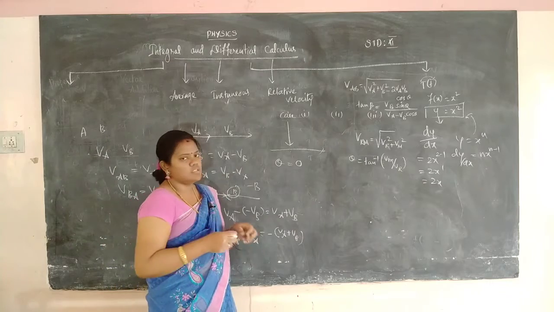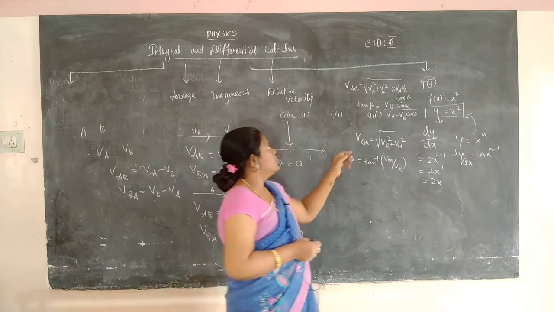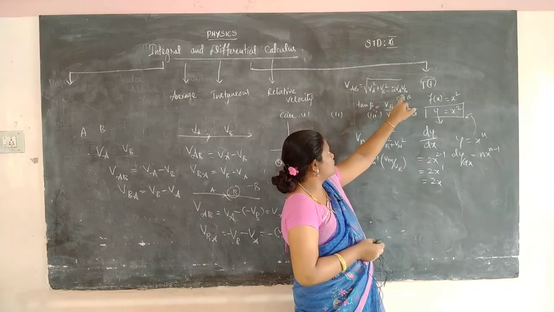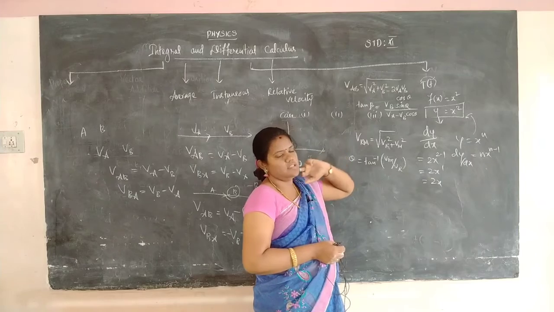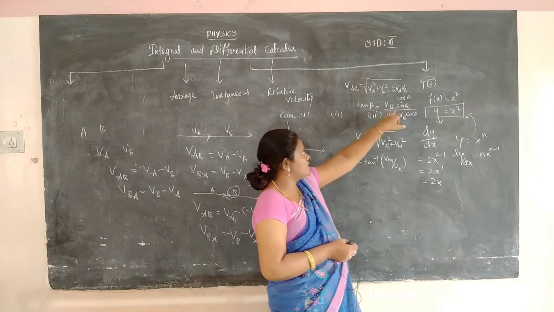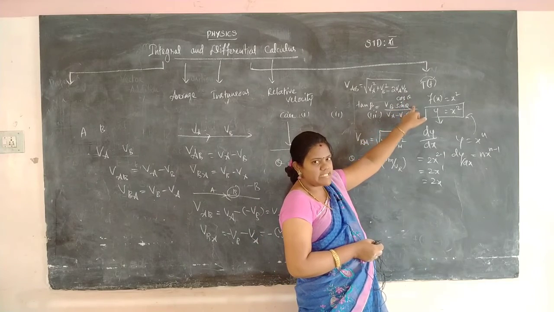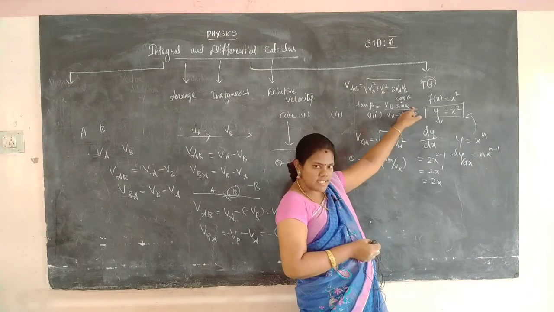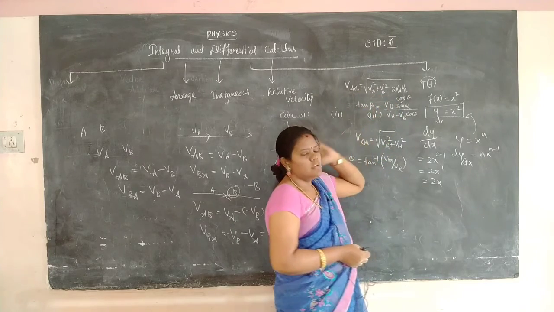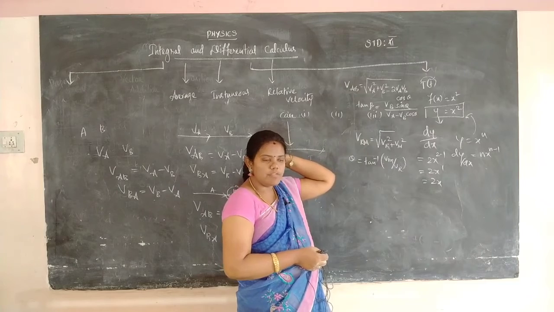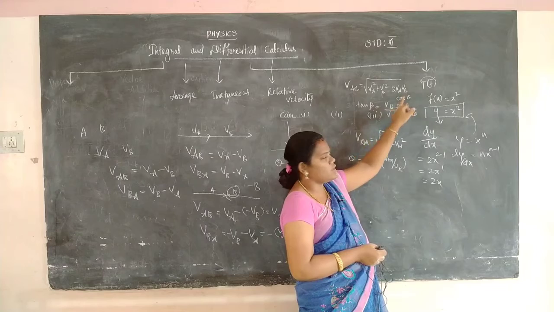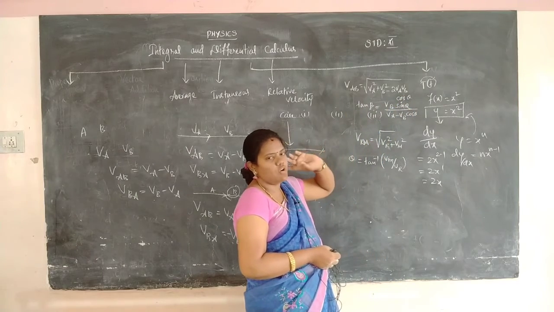Already in the previous session, VAB is equal to root of VA square plus VB square minus 2VA VB cos theta. So orthogonal with one another means 90 degrees. The formula has cos theta in it. Okay, cos 90 is 0. So first we take the formula for A plus B, which you have already written, A square plus B square plus 2AB cos theta, the triangle law of addition.